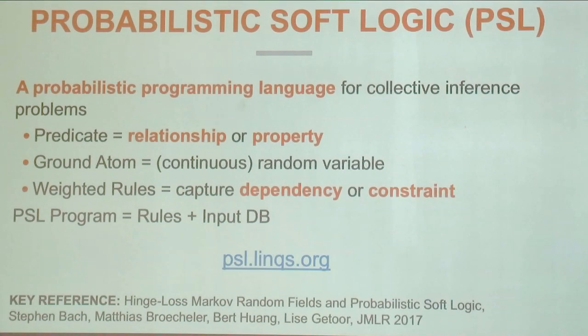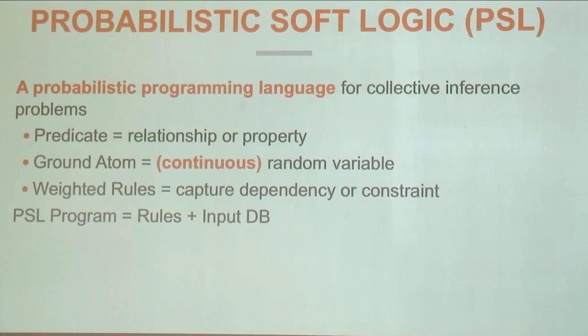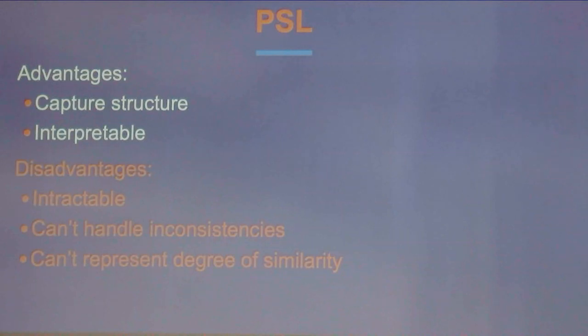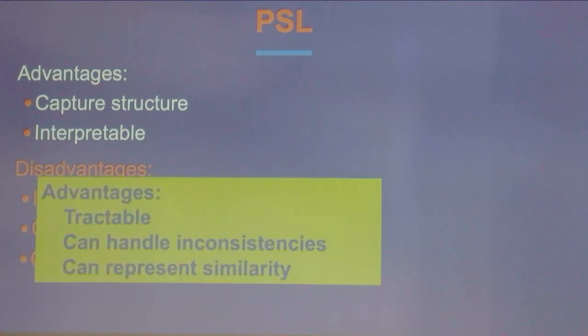What's different about PSL is the fact that, unlike most of the languages, the random variables are continuous valued. This continuous value can be interpreted as a degree of truth. It can be interpreted as a similarity. But mathematically, the cool thing is that making use of this, we can map logical inference into convex optimization. And that allows us to fundamentally go from these disadvantages of logical rules and turn them into advantages, so that we have a tractable method that can handle inconsistencies and can represent similarity.